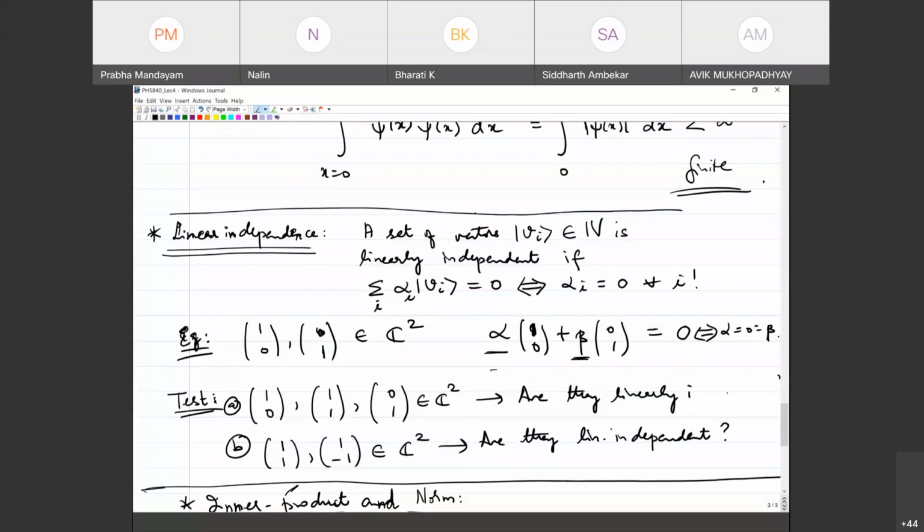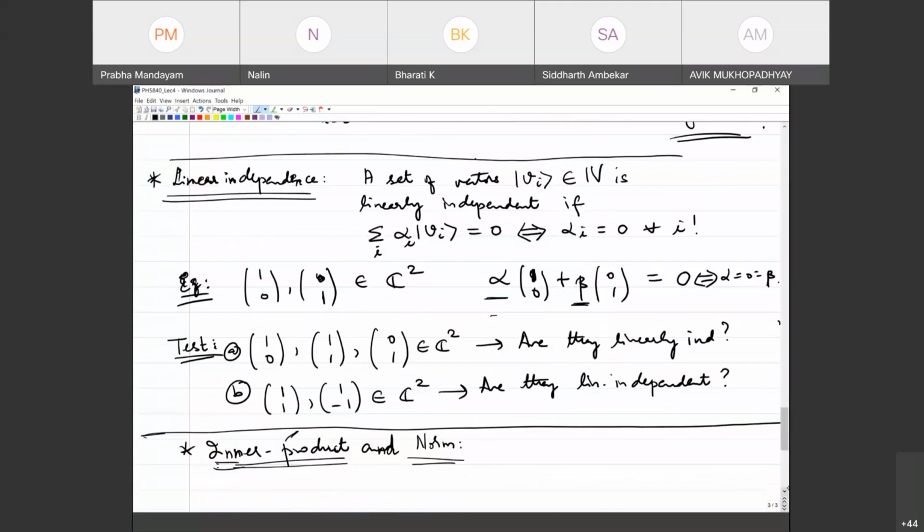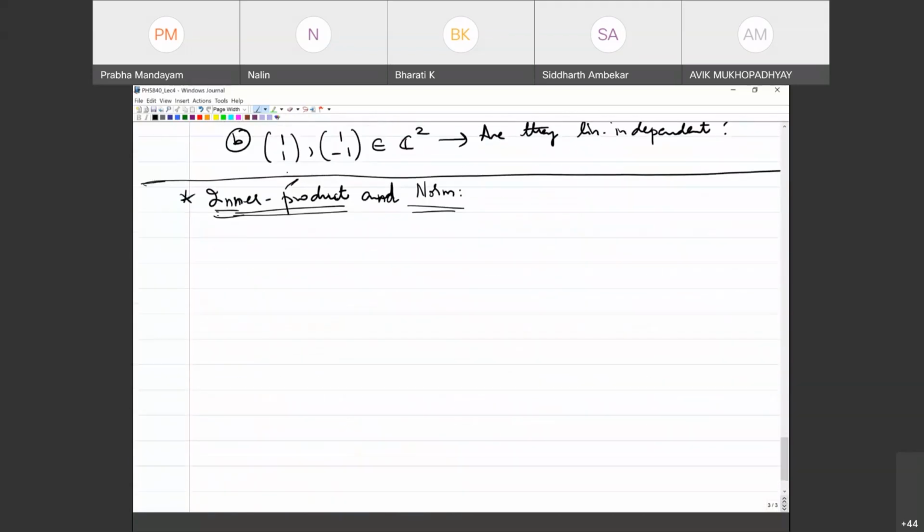Okay, fine. So let's move on to talking about the inner product now. Before I talk about the inner product, I want to talk about a bra vector associated with every ket vector.